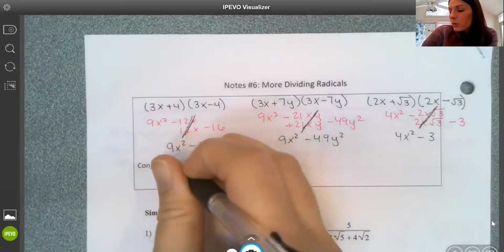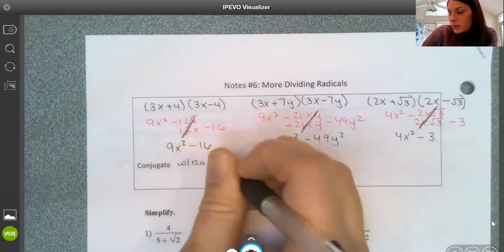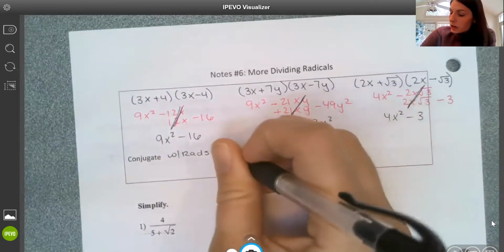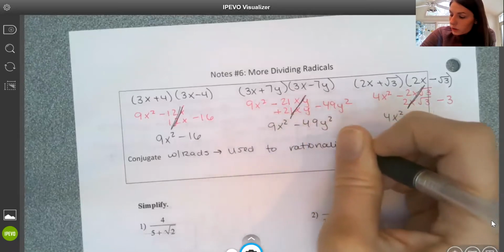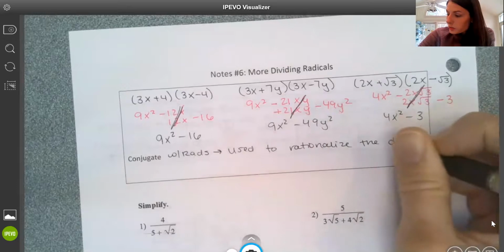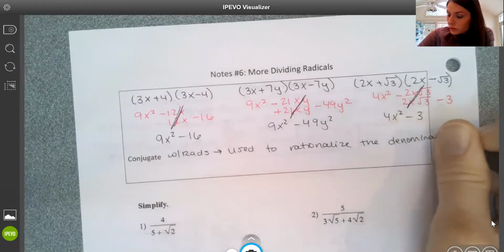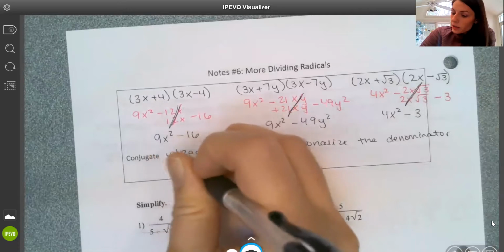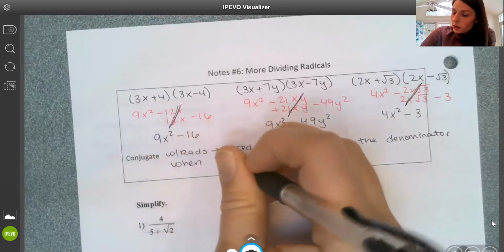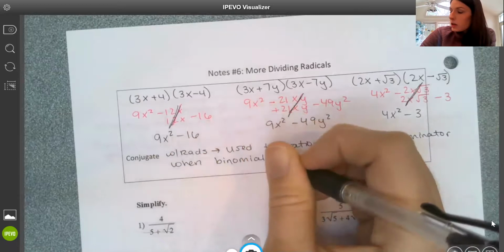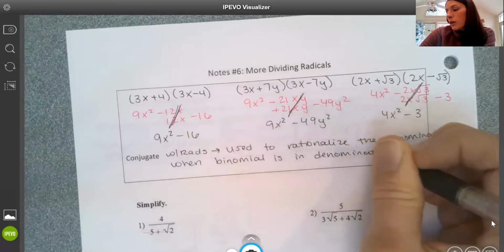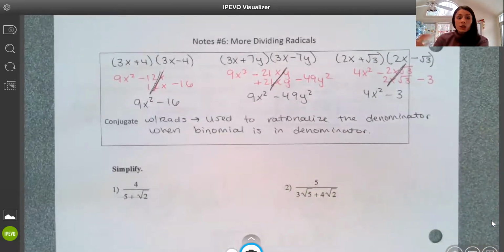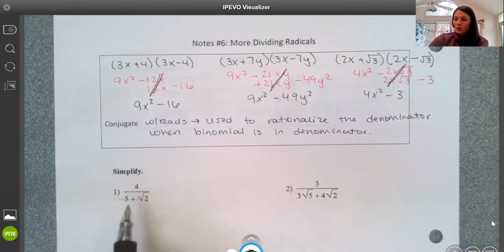And so our conjugate, specifically when we have radicals, is used to rationalize the denominator when a binomial is in the denominator. Okay, so last set of notes we looked at, well, what if a binomial is in the numerator? Today we're going to look at, well, what if that binomial is in the denominator?